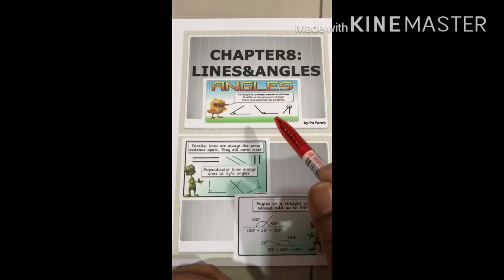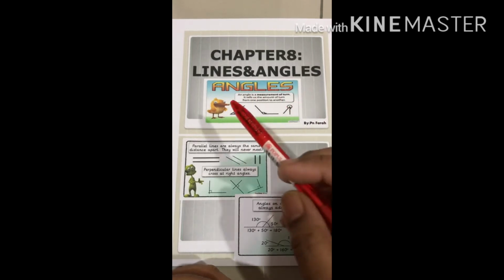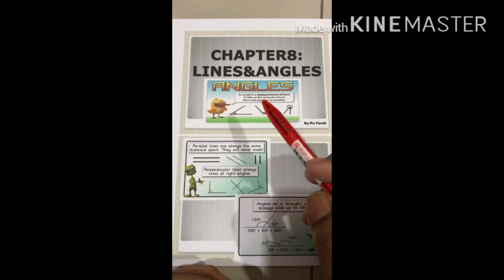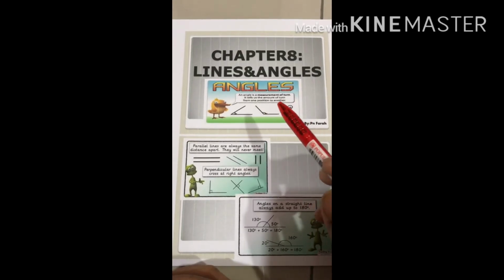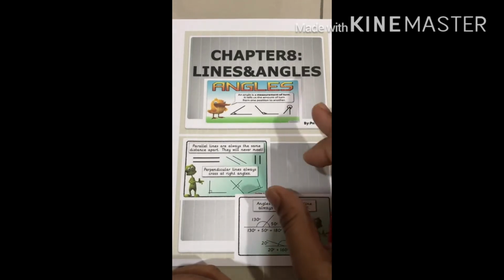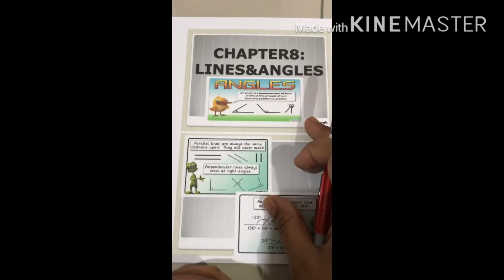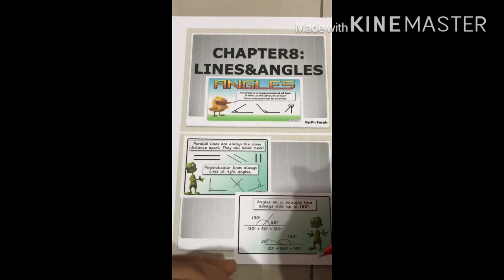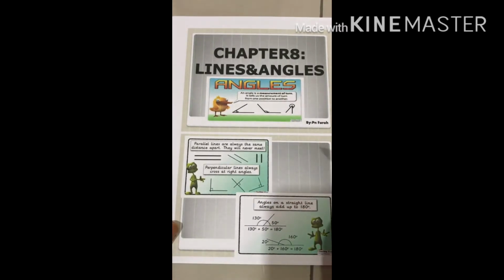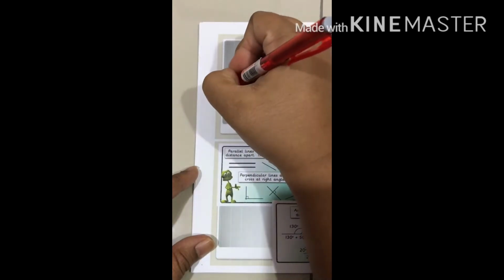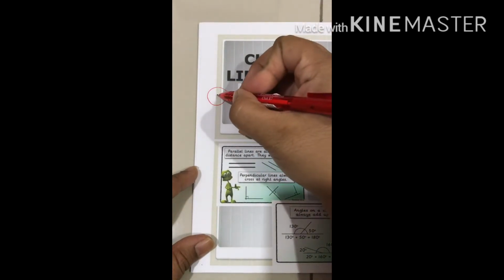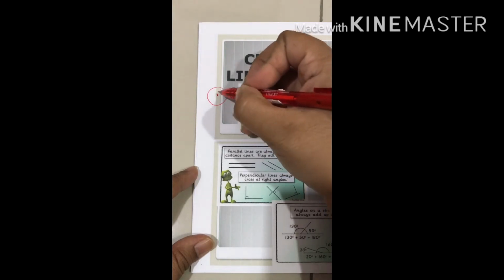So this is the definition of angles. An angle is a measurement of turn. It tells us the amount of turn from one position to another. The easy way to explain angle is to look at the clock. Here I have one clock, and you can see we have one rotation.